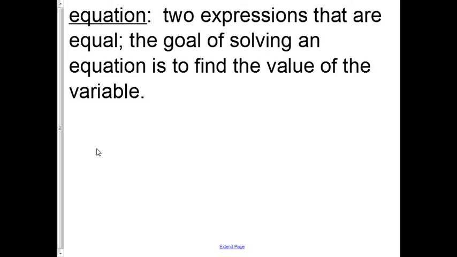Now you've seen very simple ones of these before, I'm sure. Something like, for example, 3 plus m equals 5. And in something like that, the goal is to find the value of m. Now this one you can figure out really using mental math, that m equals 2. And so you've now solved that equation.